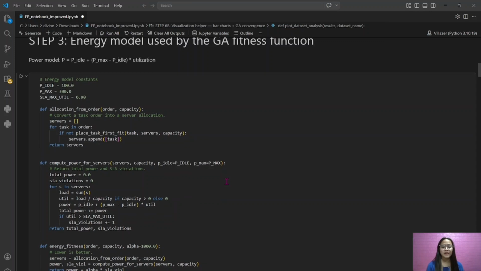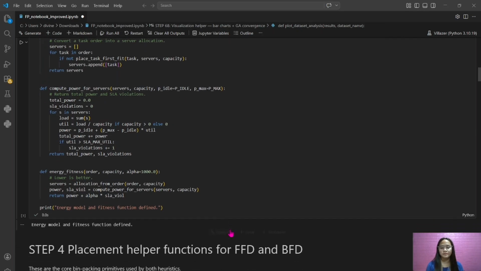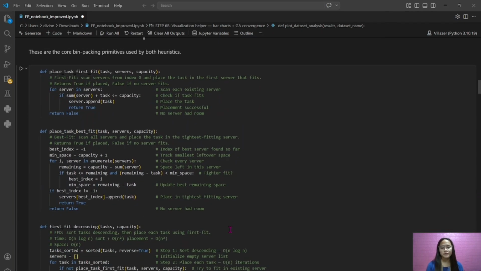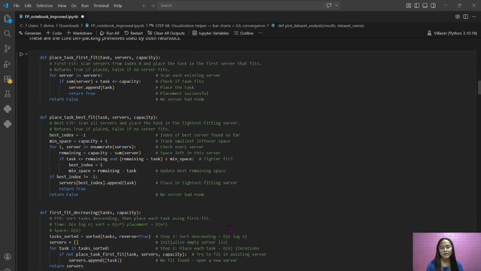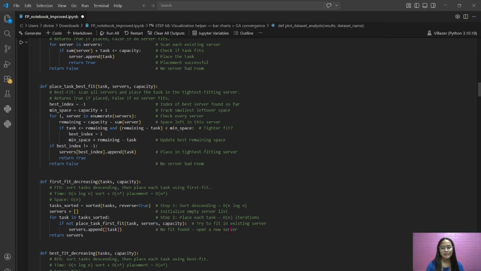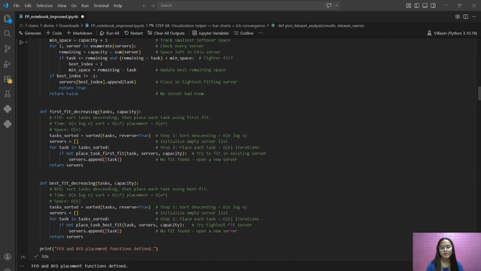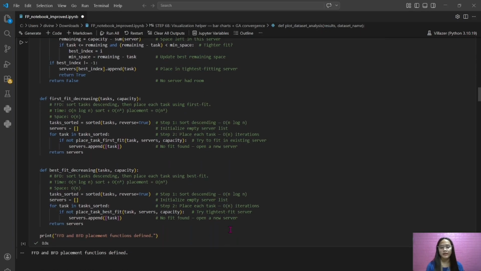Next, we implement the energy modeling and genetic algorithm fitness functions, including server allocation, power computation, SLA violation detection, and fitness evaluation. We then implement the helper functions for first fit decreasing and best fit decreasing. FFD places tasks in the first available server, while BFD places them in the tightest fitting server. Both algorithms sort tasks in descending order before allocation and have a time complexity of O of n squared with the space complexity of O of n.